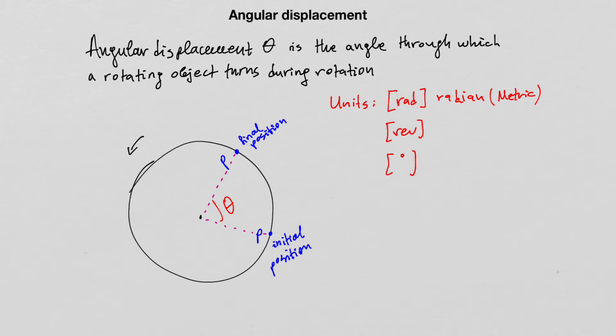Okay, so one revolution is equal to 360 degrees, which is equal to 2 times pi radians, where 2 times pi must be calculated as a number to get the actual angular value for the angular displacement. So one more time, one full revolution is equal to 360 degrees, or 2 times pi radians.